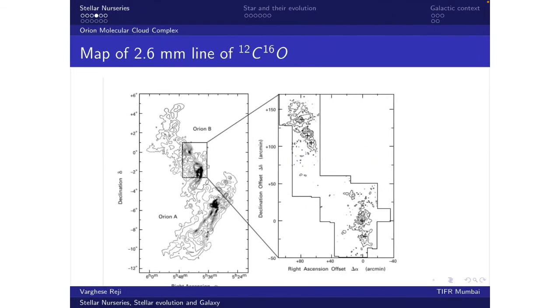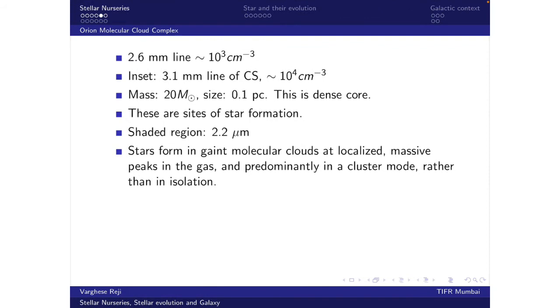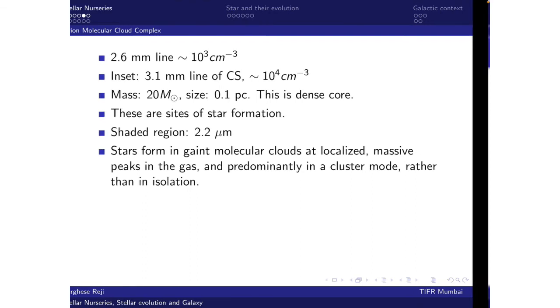And this inset is the 3.1 millimeter line of carbon sulfide, and this is a dense region. Then this is a major portion of star formation.